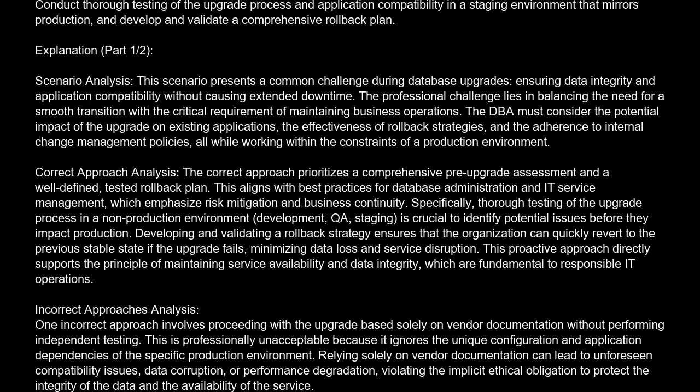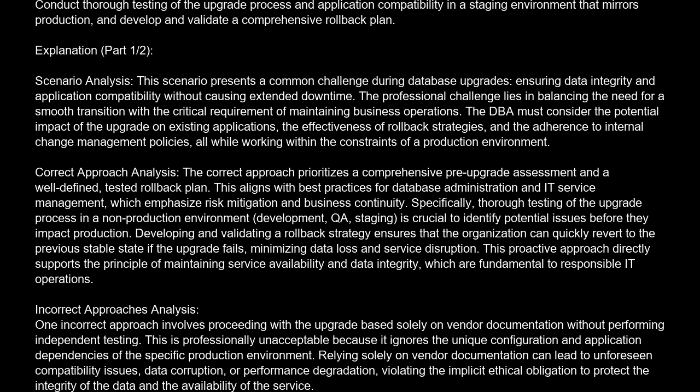Correct approach analysis. The correct approach prioritizes a comprehensive pre-upgrade assessment and a well-defined, tested rollback plan. This aligns with best practices for database administration and IT service management, which emphasize risk mitigation and business continuity. Specifically, thorough testing of the upgrade process in a non-production environment (development, staging) is crucial to identify potential issues before they impact production. Developing and validating a rollback strategy ensures that the organization can quickly revert to the previous stable state if the upgrade fails, minimizing data loss and service disruption.